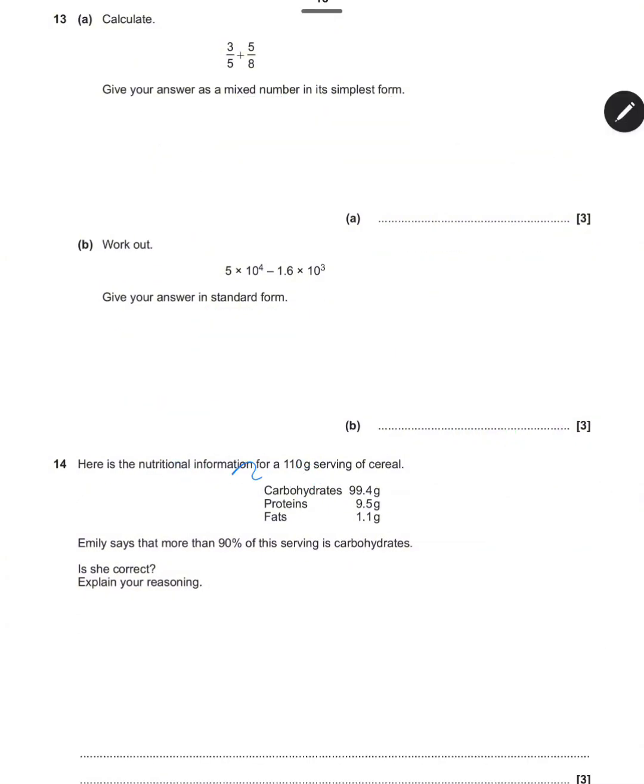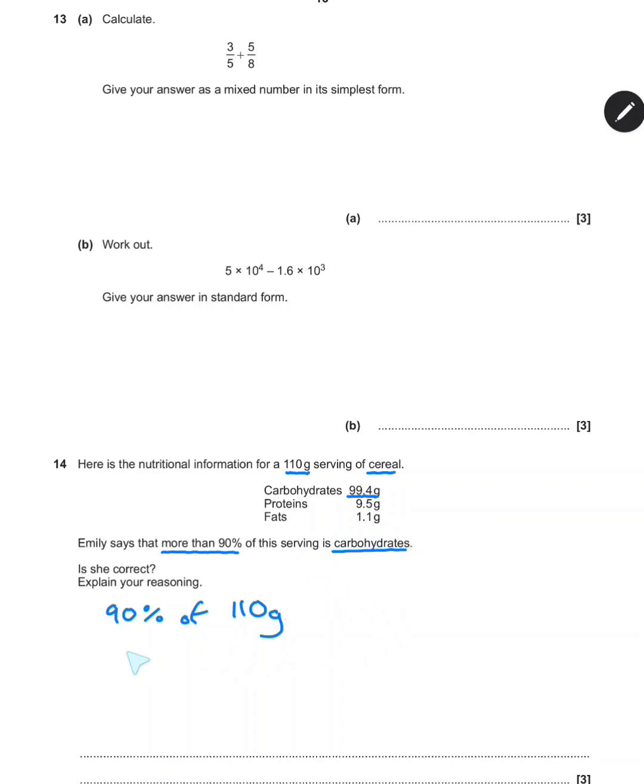Question 14, we've got some information about 110 grams of cereal. So how many grams of carbs, protein and fats? And someone is saying more than 90% is carbohydrates. And we're asked to find if she's correct or not. So I think what we're being asked to do is find out 90% of the 110 grams. And then we're going to compare it to this figure.